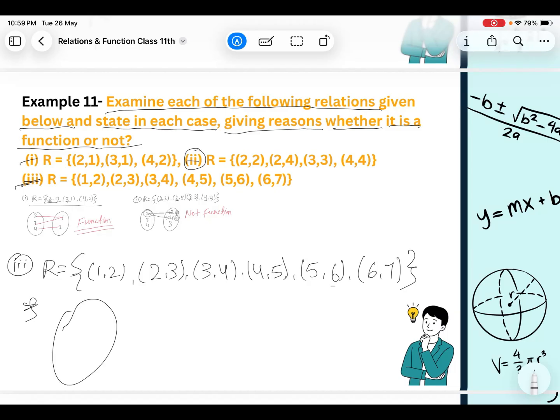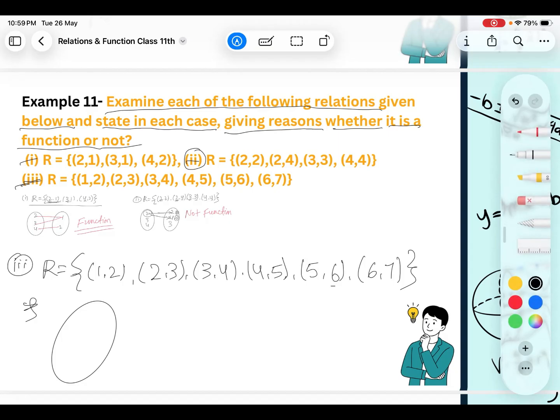So let's quickly draw the arrow diagram. No, this is not looking good actually. I need to remove this.